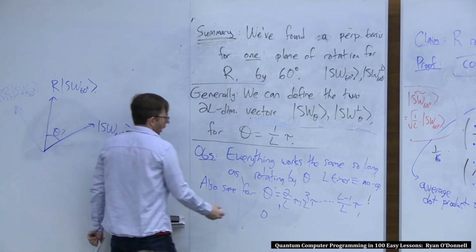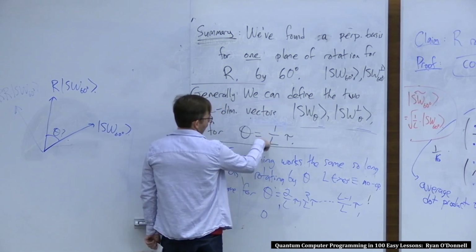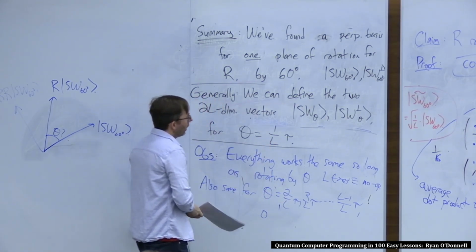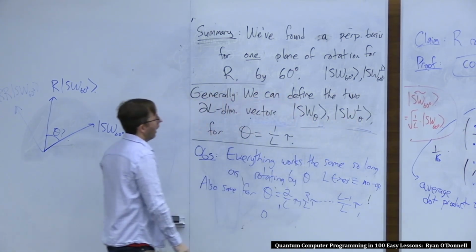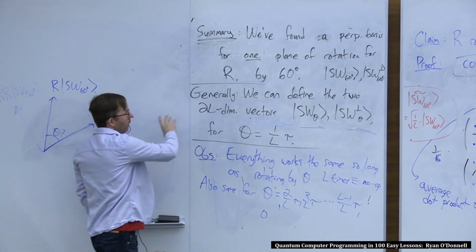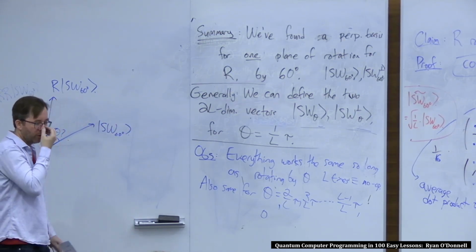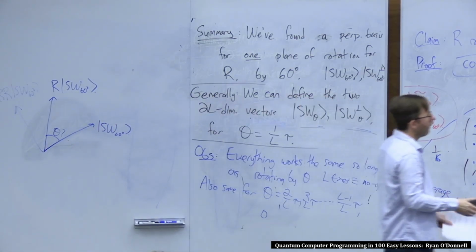So for all of these L different angles, we can define a steering wheel for that and its perpendicular one. And we'll get the same conclusion. So we'll get a plane of rotation for all of them. So let me write that over here.